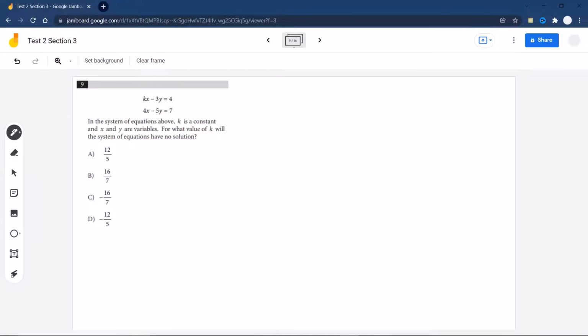Okay. Question 9. In the system of equations above, k is a constant and x and y are variables. For what value of k does the system of equations have no solution, right? The way to get this to have no solution is essentially to have an equation where the end result is an untrue statement, like 4 equals 7 has no solution. It's not a true statement.